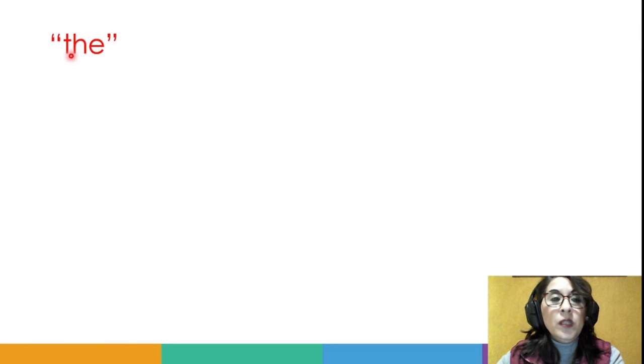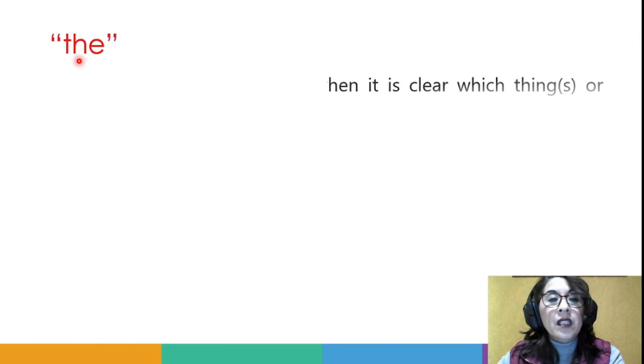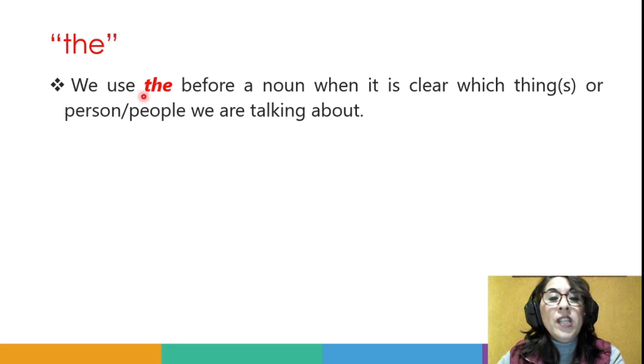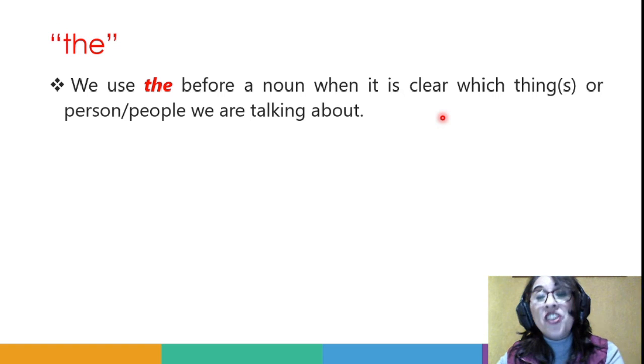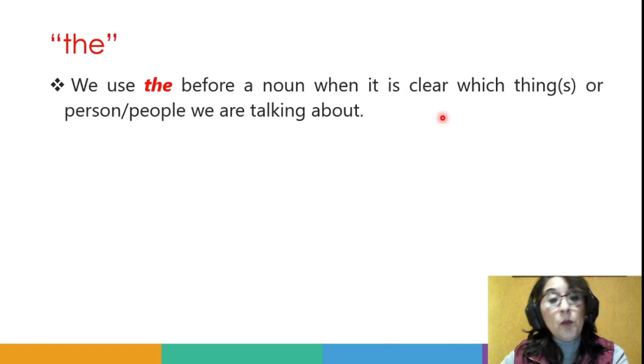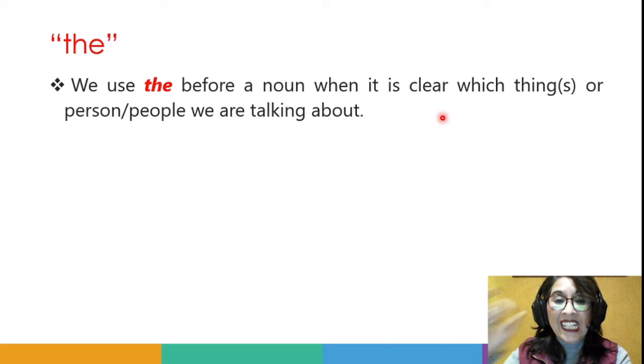Now let's continue with the article "the". We use "the" before a noun when it is clear which thing or things, person or people we are talking about. So in this case, you know the thing or people that you are talking about.